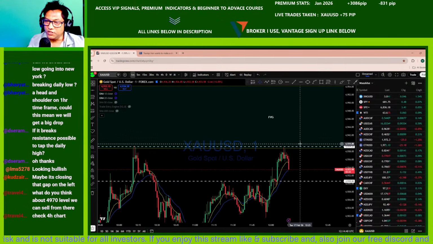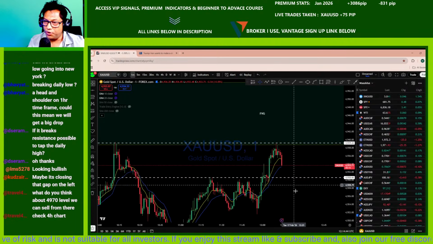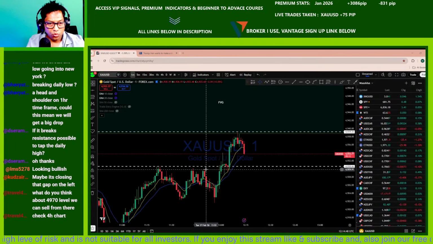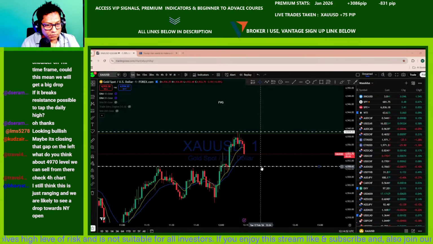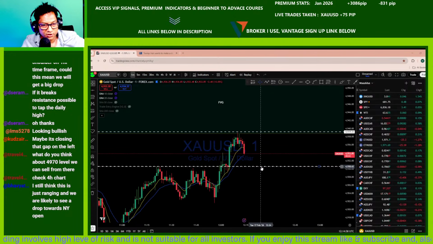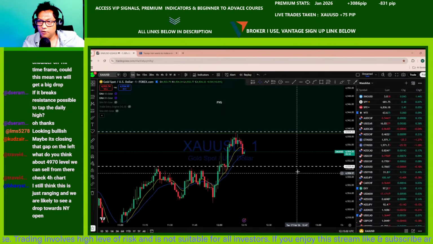Now, of this double top, the market is slowly trying to break that low here. And with that break below, we are looking at... check the 4-hour chart. I still think this is just ranging and we are likely to see a drop towards NY1.